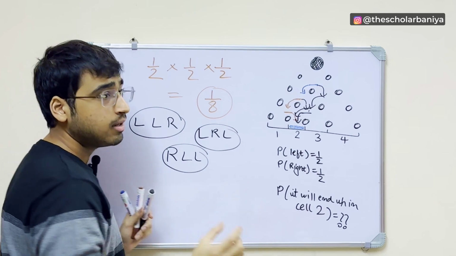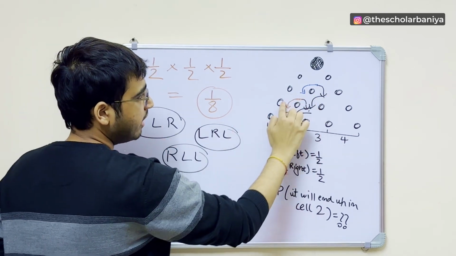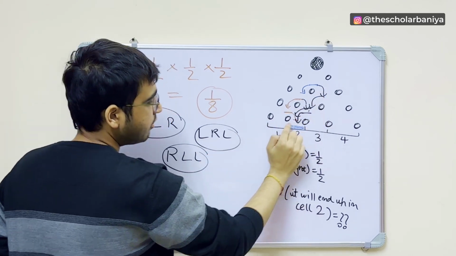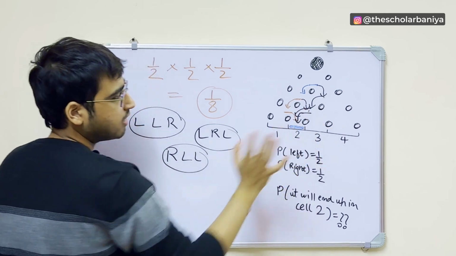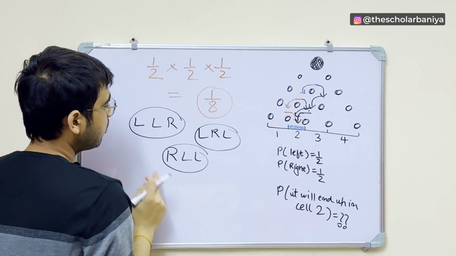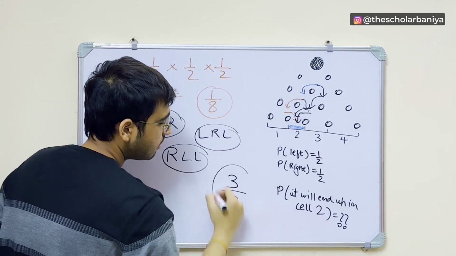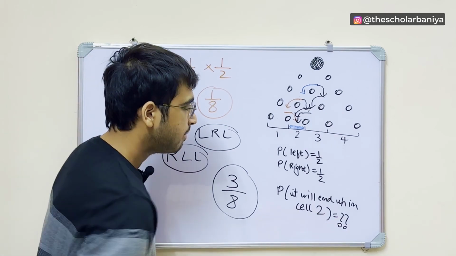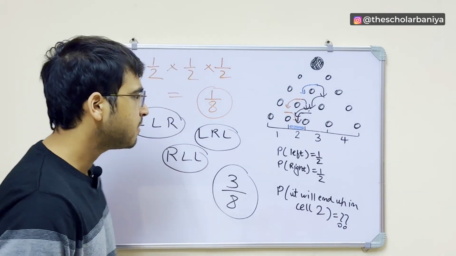And what are the possible favorable cases? Left, left, right; left, right, left; and right, left, left. So it will land up in cell 2. So what does the probability become? The probability is 1, 2, 3, 3 upon 8. So this becomes the final answer, that the probability it will end up in cell 2 will be 3 upon 8. So I hope this should be pretty clear, right?